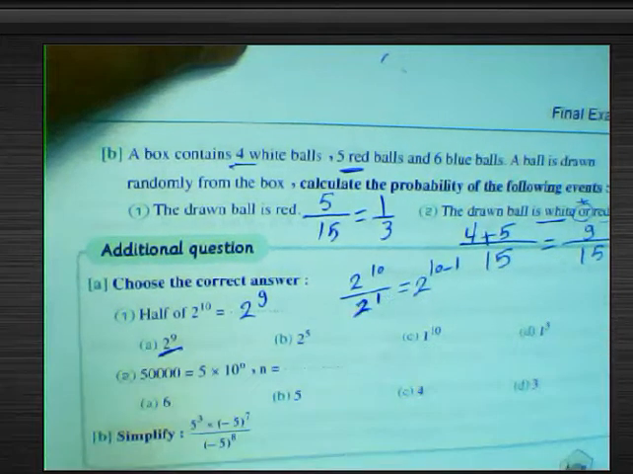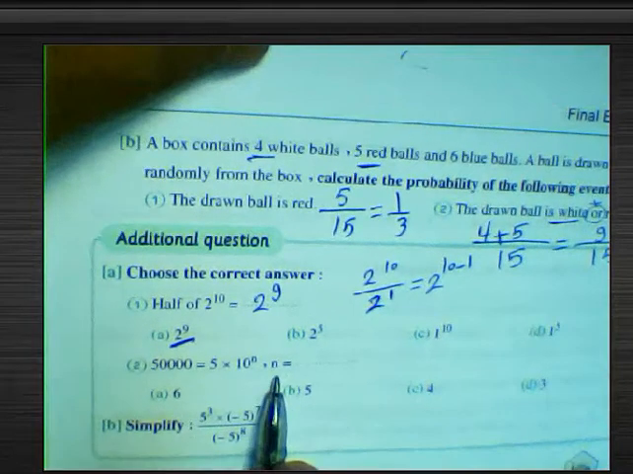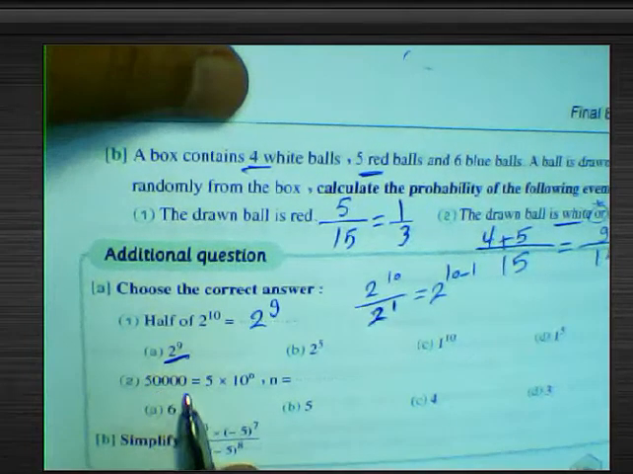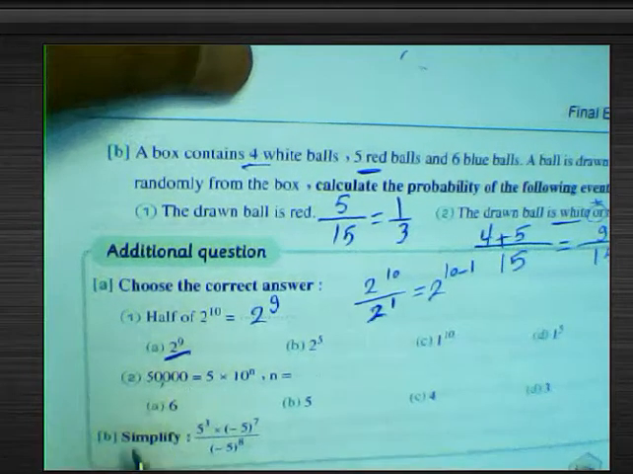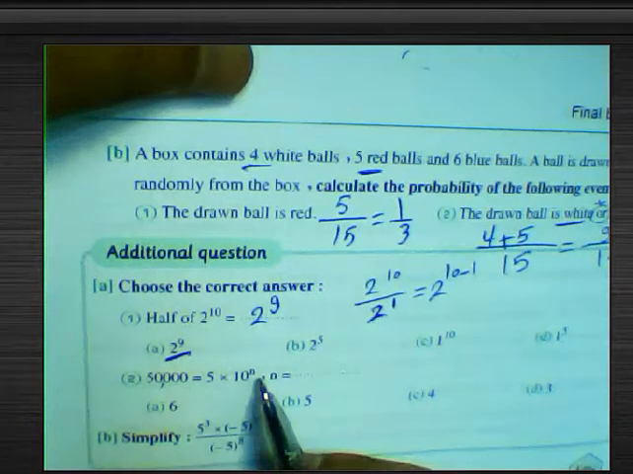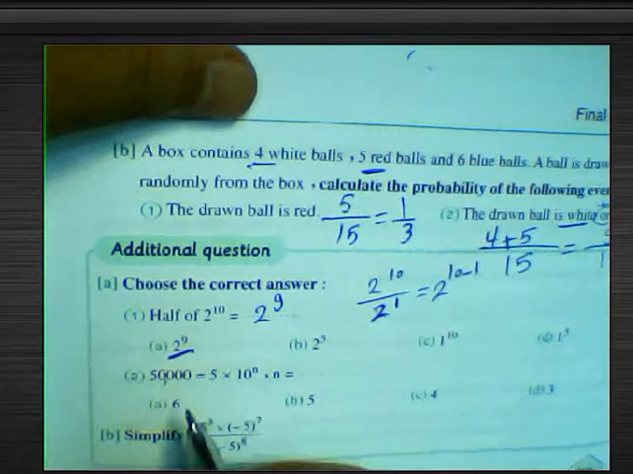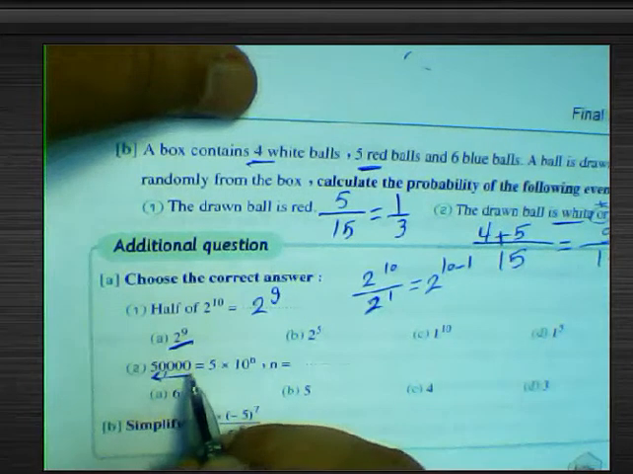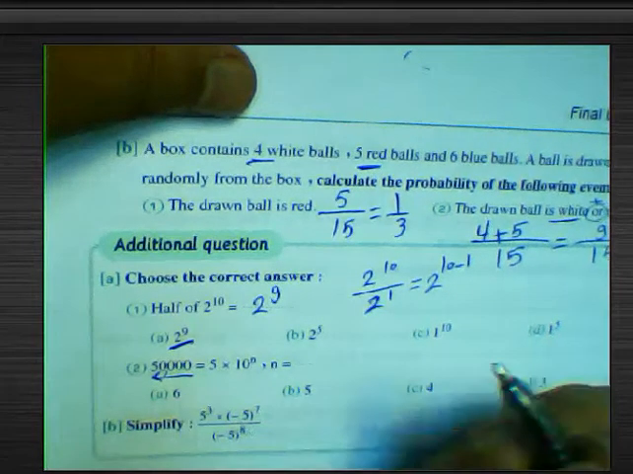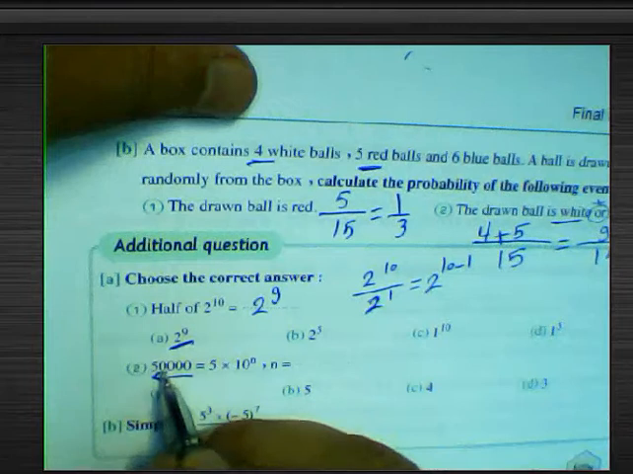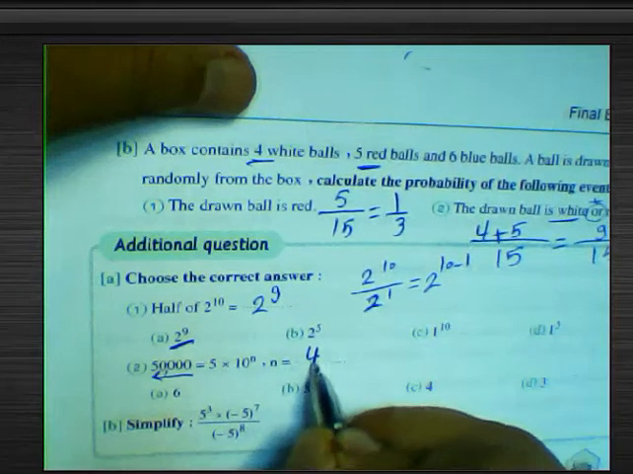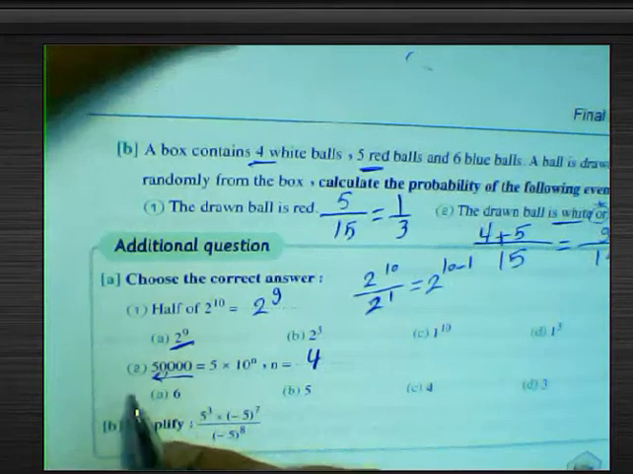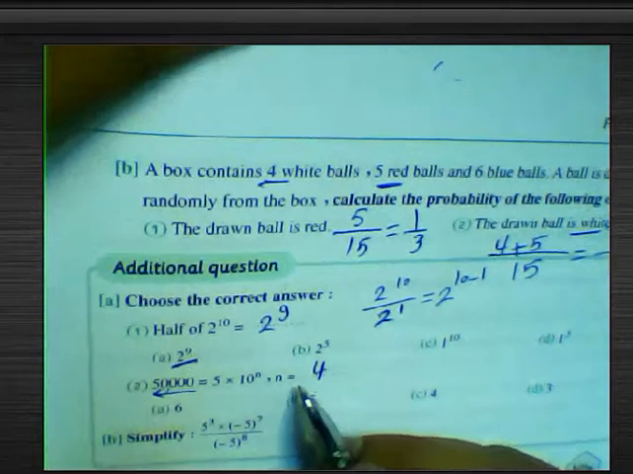2 power 9, okay? Find in standard form 5 with 4 zeros behind it. It will be 50,000 equals 5 times 10 power n. So n will be, we can move the point from the right-hand side to the left-hand side by 1, 2, 3, 4. So n will be 4 because we moved from right to left. The result will be power positive 4.